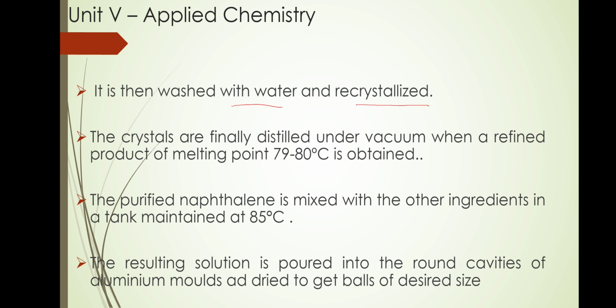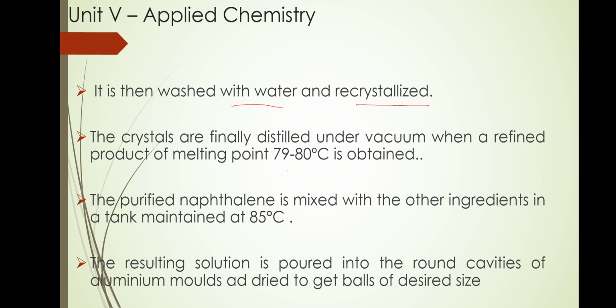So this treated naphthalene we wash with water so that the caustic soda and sulfuric acid with impurities go away, and then it is recrystallized. We filter it so that we get the pure one, and that will crystallize. We keep it for some time, the solvent evaporates, and we get pure crystals of naphthalene. Then the crystals are finally distilled under vacuum, when a refined product of melting point 79 to 80 is obtained.